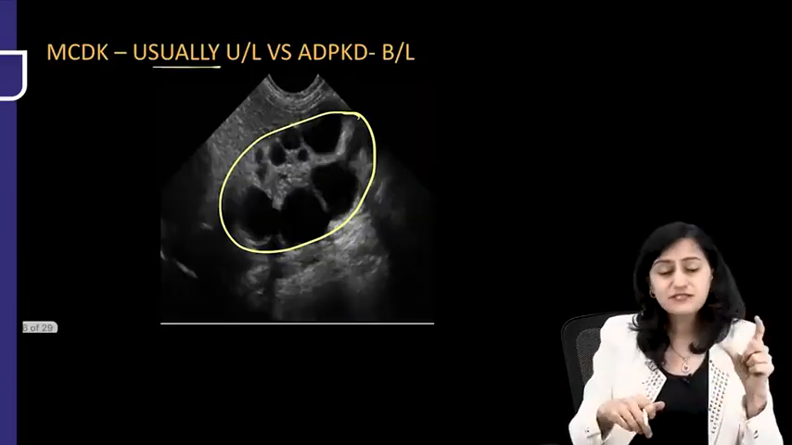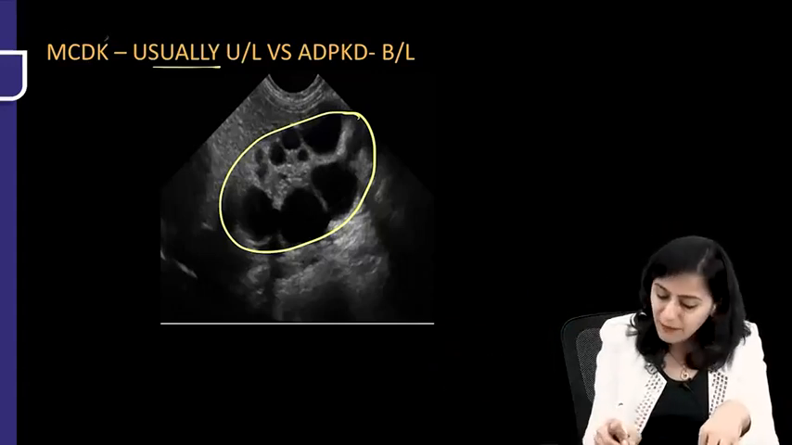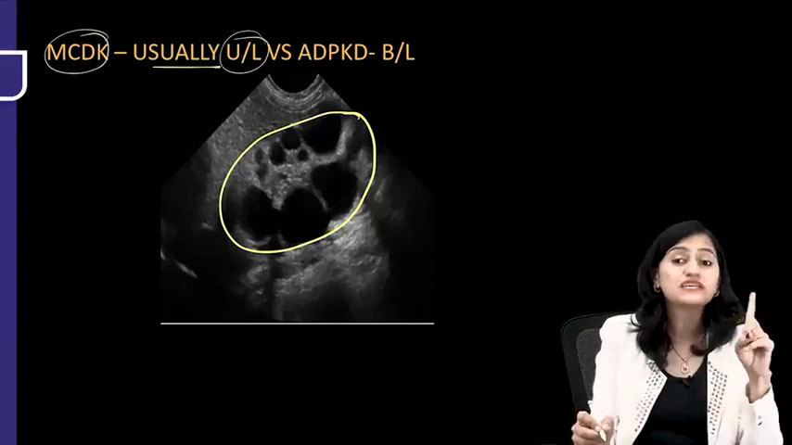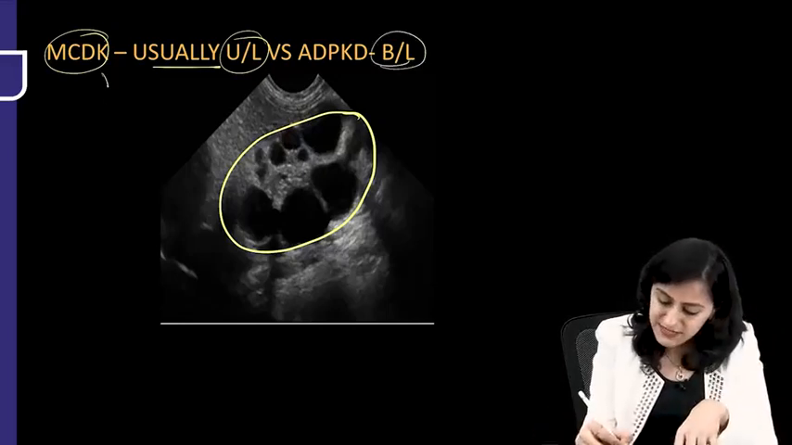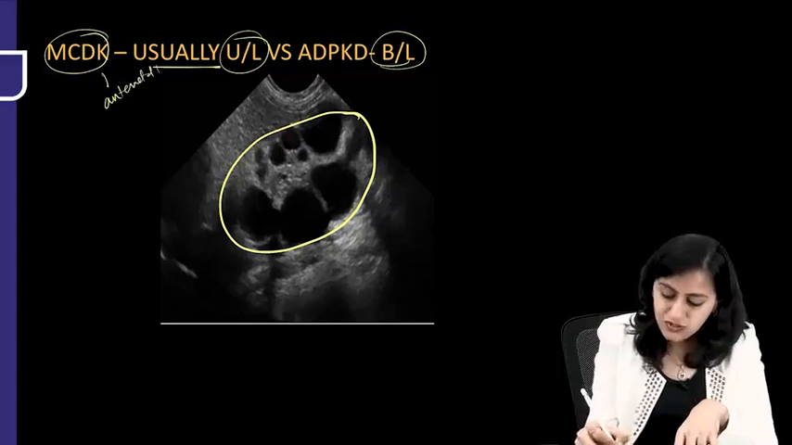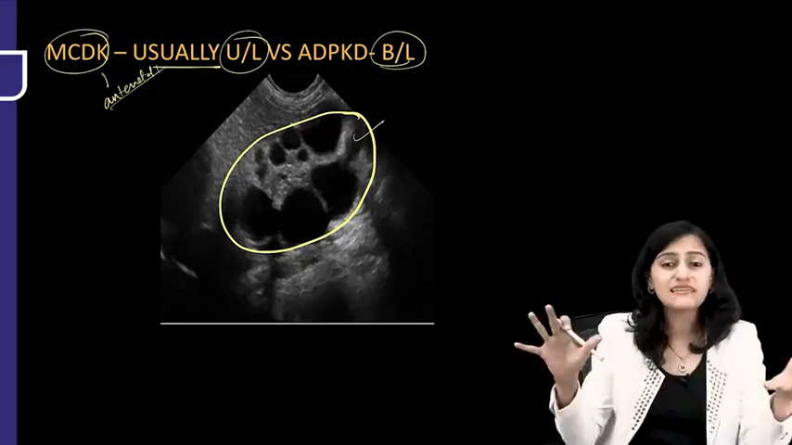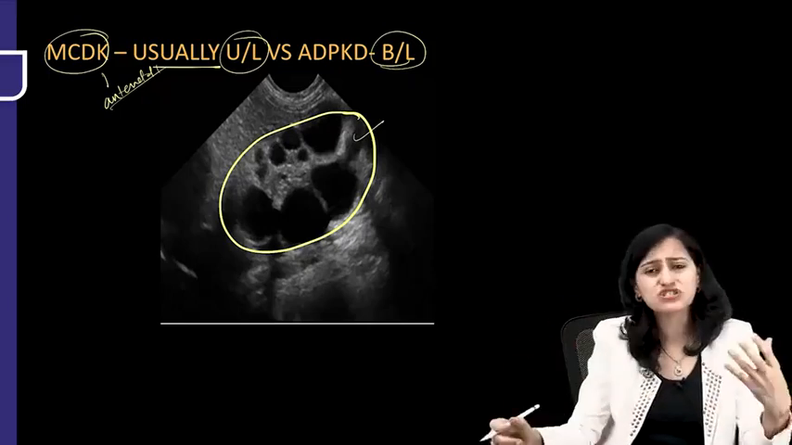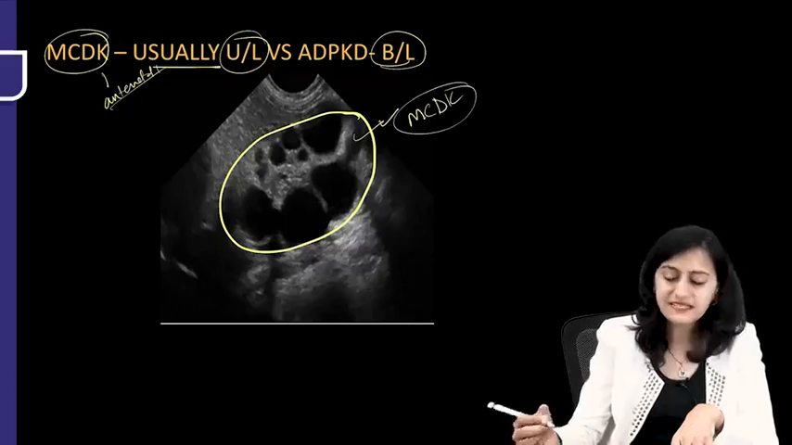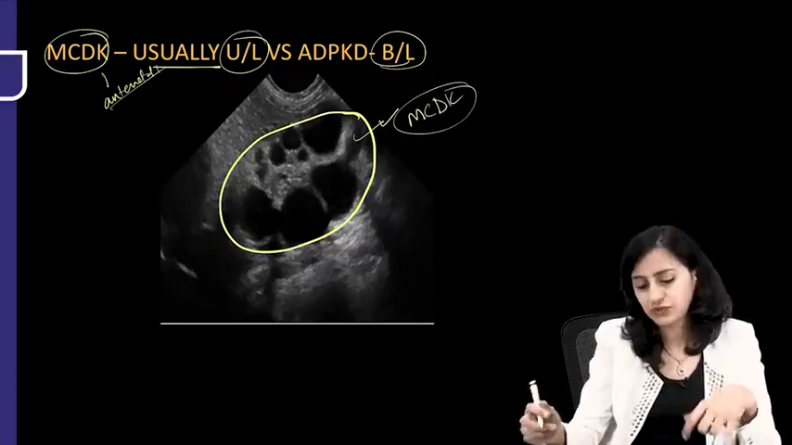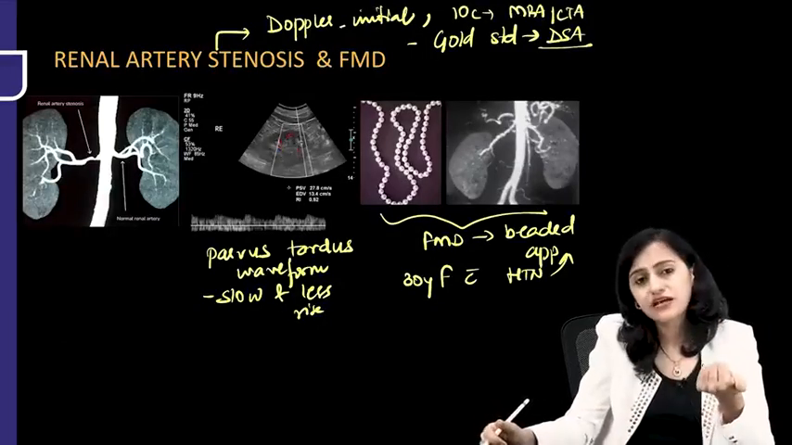Okay. What is the difference between multicystic dysplastic kidney and polycystic kidney disease? Now, multicystic dysplastic kidney is usually unilateral and autosomal dominant is bilateral. This can be seen antenatal as well. So, on antenatal ultrasound or in a neonate, if you see a kidney which is completely replaced by the cyst, there is no functional parenchyma that we can see, then we should think of multicystic dysplastic kidney. It is generally unilateral.